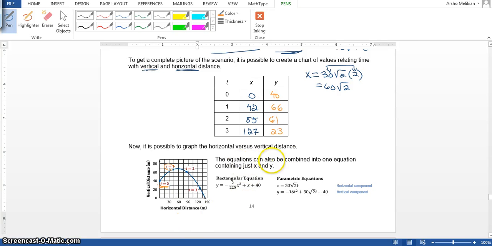Now, you can also combine the equations into one equation just containing x and y. Remember, here are the equations that we started with. x is equal to 30 radical 2 t. y is equal to this quadratic equation. I want to transform this into an equation that just says y equals a function of x. So how do I do that? I solve this for t, plug it in here, and magically I get one equation. So you morph 2 into 1. We're going to do a concrete example right now.